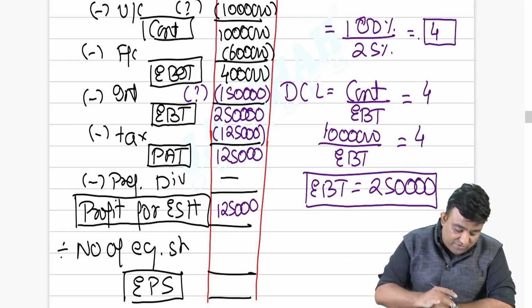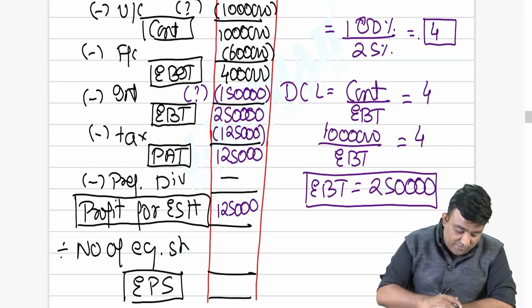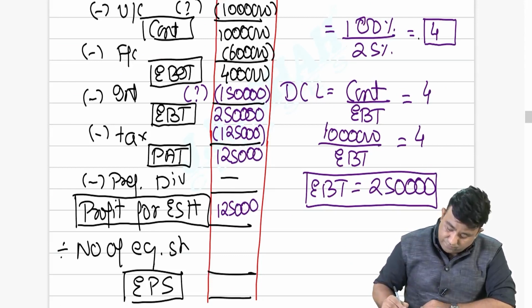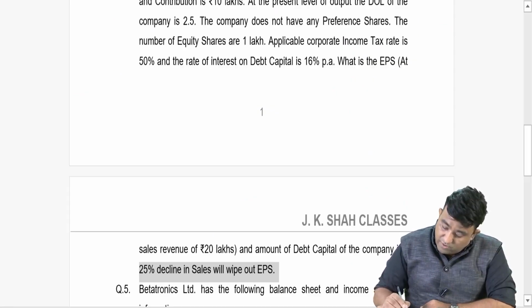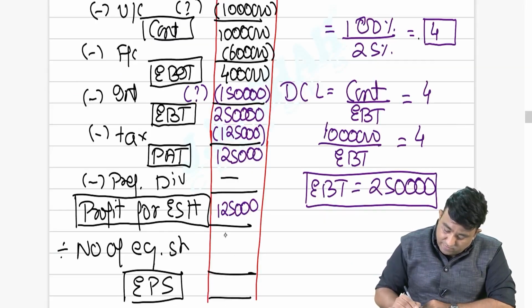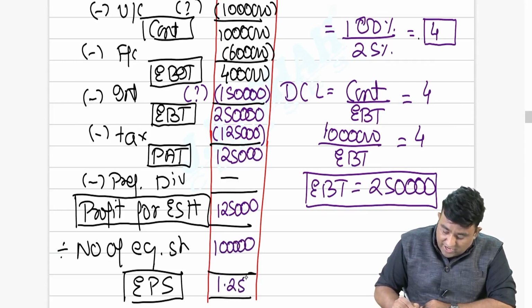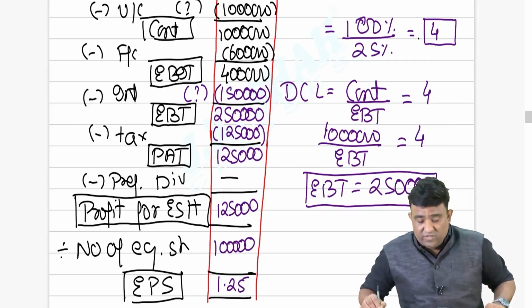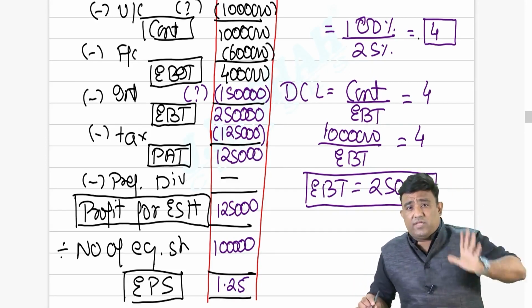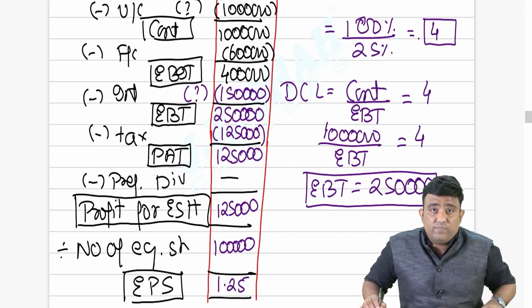And what are the number of shares given, students? Number of shares is 1 lakh. This is divided by 1 lakh. So 1,25,000 divided by 1 lakh, your EPS is 1.25. Student, very classic interpretation of combined leverage.